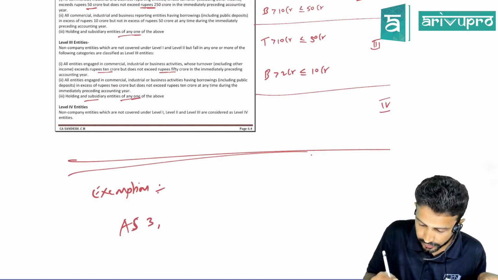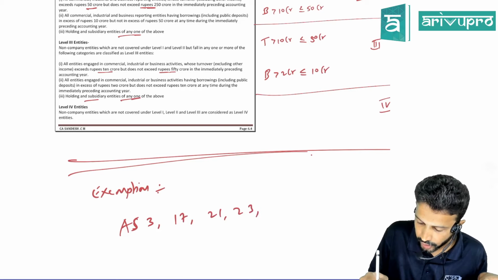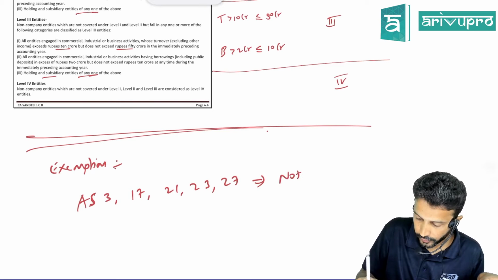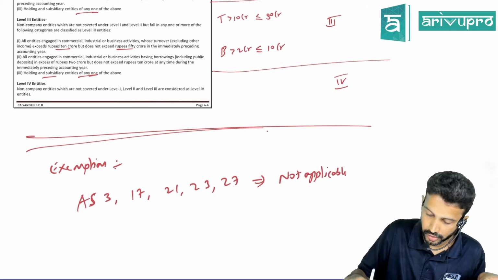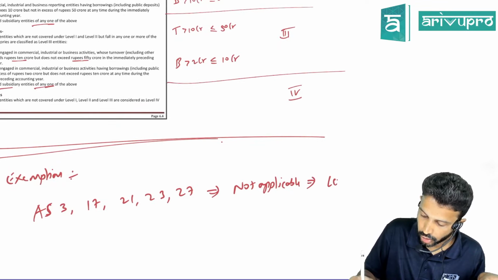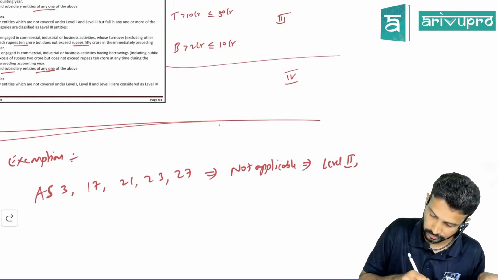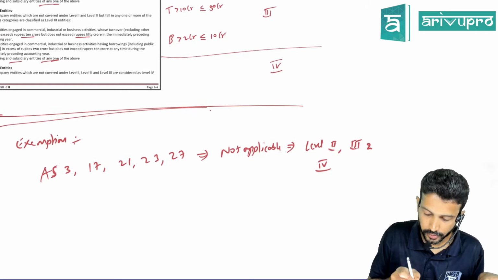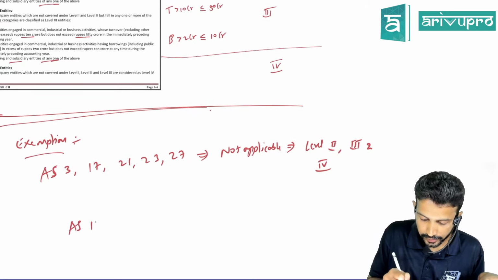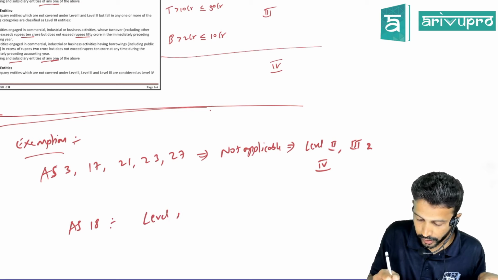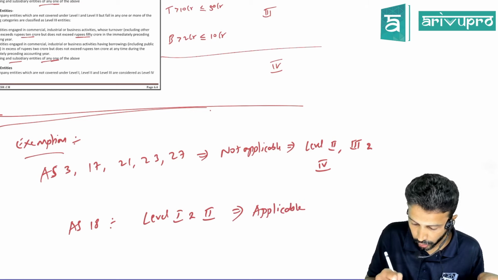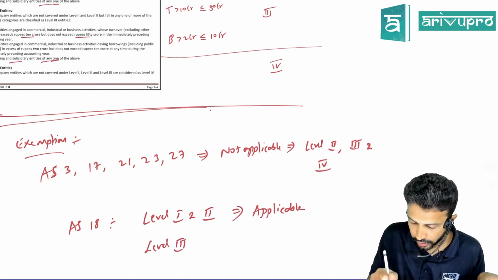AS 3, 17, 21, 23, 27: not applicable for level 2, level 3 and level 4. Accounting Standard 18: applicable for level 1 and 2, not applicable for level 3 and 4.